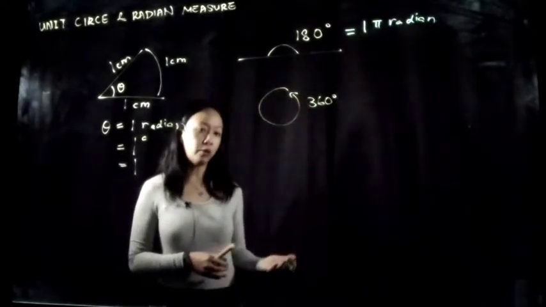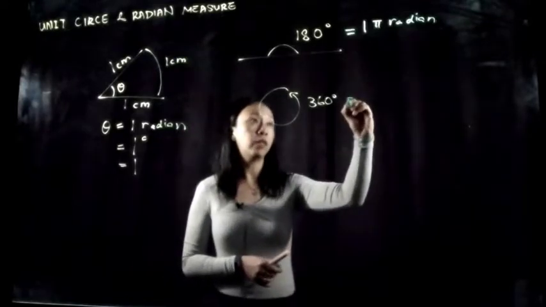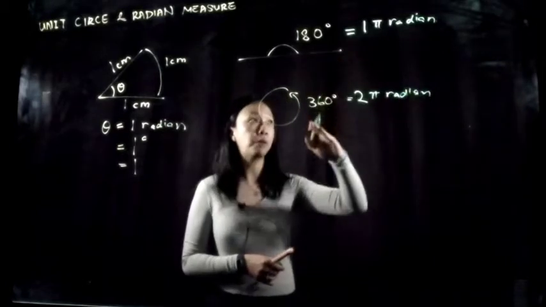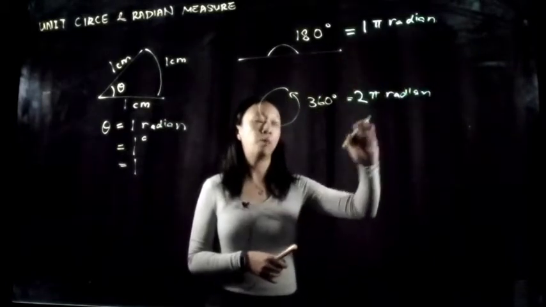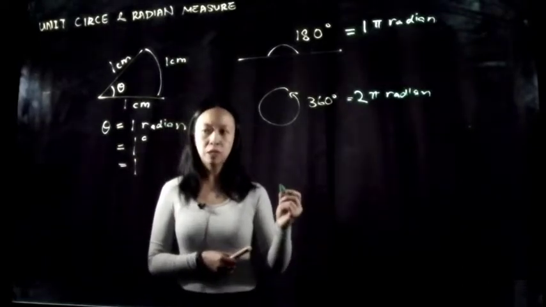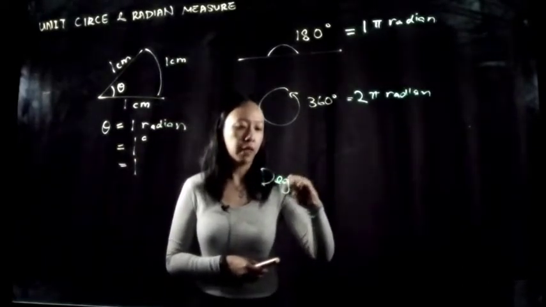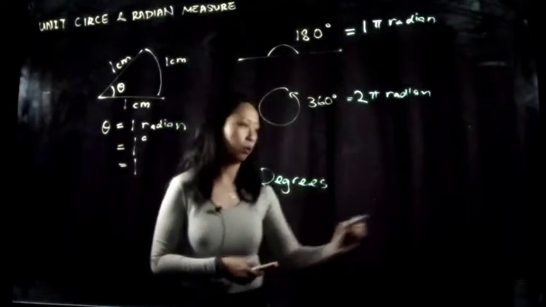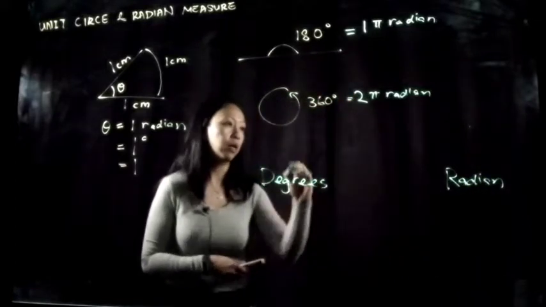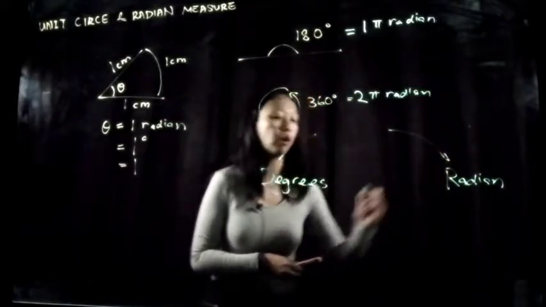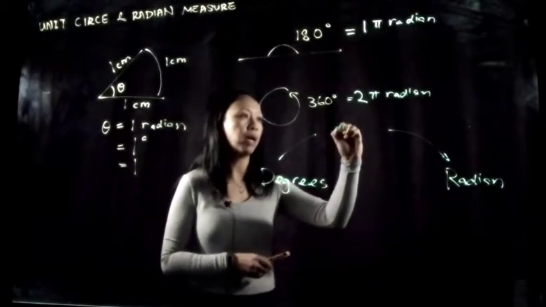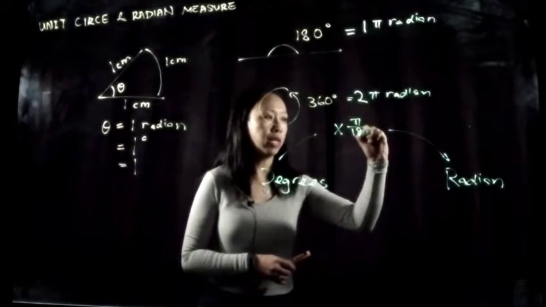So what about 360 degrees? This will be equivalent to 2 pi radian, because if this is doubled, the pi radian will be doubled as well. So there is a way to easily do this. For example, if we have degrees over here, and we have radian over here. How do we convert a value that is in degrees to radian? We need to times it by pi over 180.